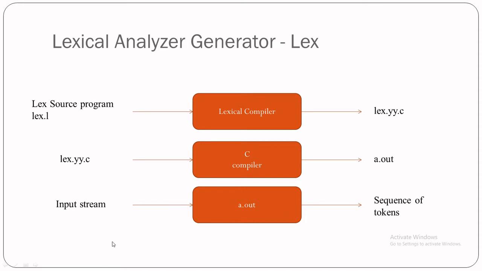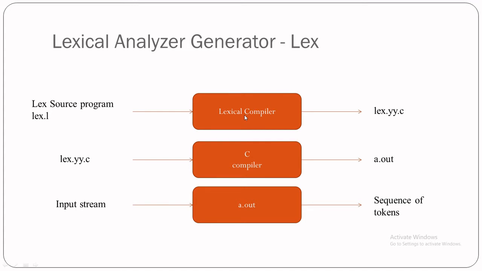Like the .l file we give as an input, it is going to generate lex.yy.c. We give lex.yy.c to the C compiler. It generates an executable. For this executable file a.out, we give the input stream, the source code, and it generates for us a sequence of tokens. Now let's discuss how to write this lex specification, because our focus is on writing it.